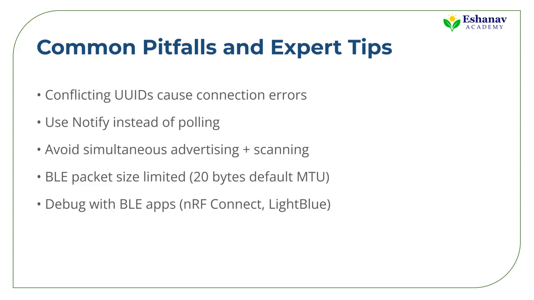Running both advertising and scanning simultaneously on a single ESP32 can also drain batteries quickly, so it's better to design proper duty cycles. Keep in mind that BLE packets are small, typically limited to 20 bytes per characteristic per transaction unless you extend the MTU. So always send only the essential data.